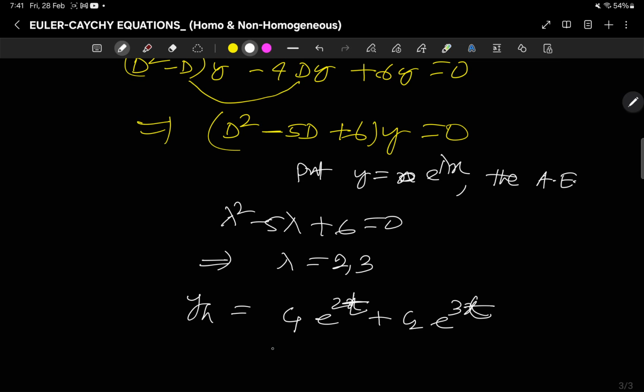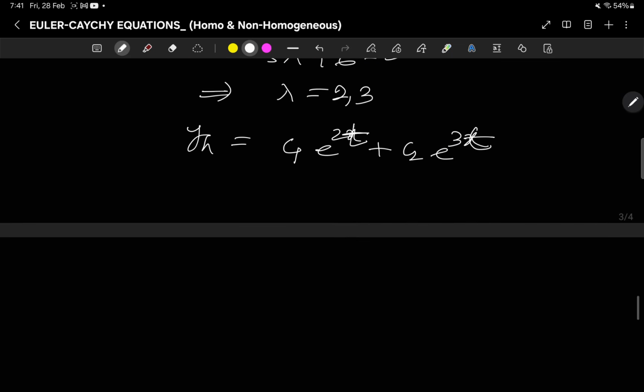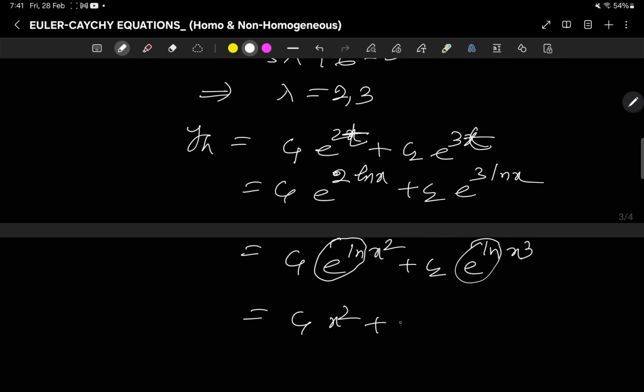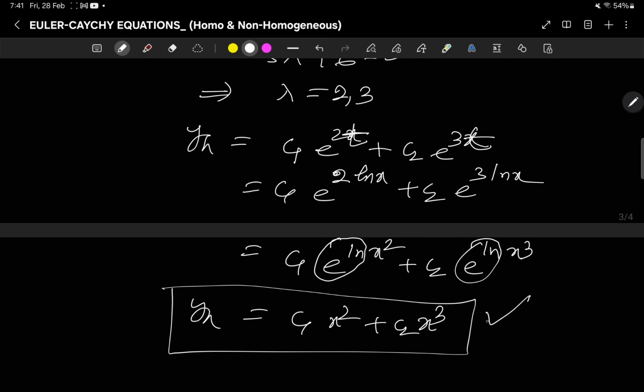So this is equal to C1 e to the power 2 ln x plus C2 e to the power 3 ln x, and you can write it as C1 e to the power ln x square plus C2 e to the power ln x cube. Here e and ln are inverse, so this will give you C1 x square plus C2 x cube. So y homogeneous is this. So this is the idea. Okay, so this is your answer.